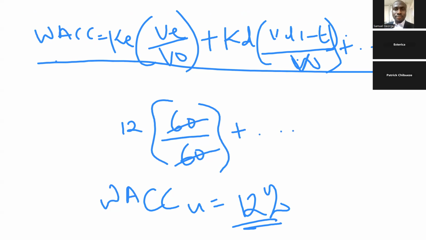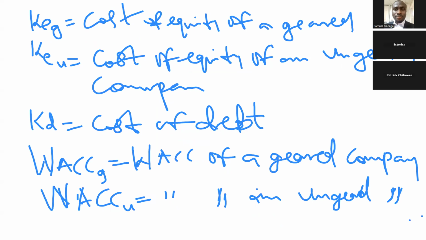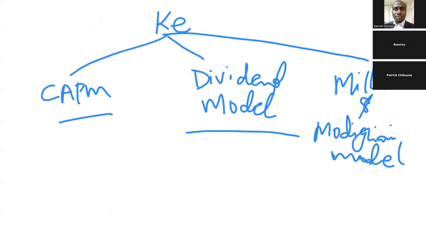Okay, let's go back. Now, like I said here, that's the signal. What is the signal to use the capital asset pricing model? Beta. What is the signal to use the dividend model? It is dividend or some items from P or L. All right. Then Miller and Modigliani, what are you going to see? See cost here. So this one is beta.